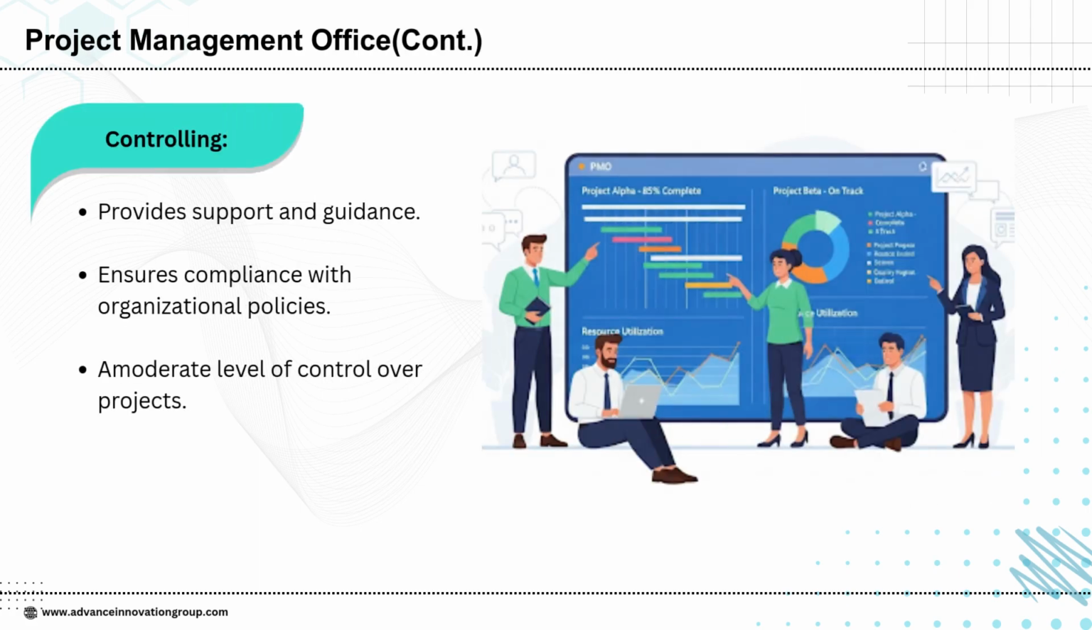A controlling project management office takes on a stronger role by not only offering support and guidance but also ensuring that projects comply with organizational policies and standards. Unlike a supportive PMO, it exercises a moderate level of control, requiring teams to align their work with defined processes and practices. This balance allows for flexibility while still maintaining oversight to improve consistency, accountability, and overall project success. It acts as a checkpoint that ensures projects remain on track and aligned with the broader goals of the organization.